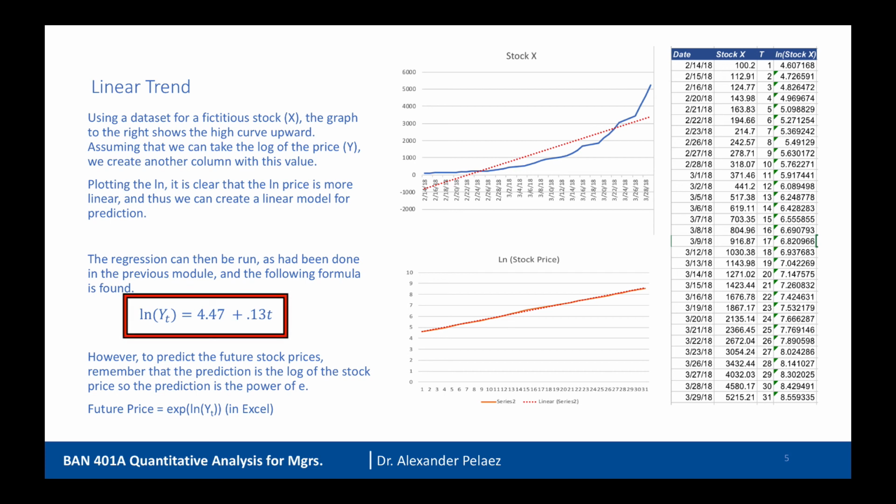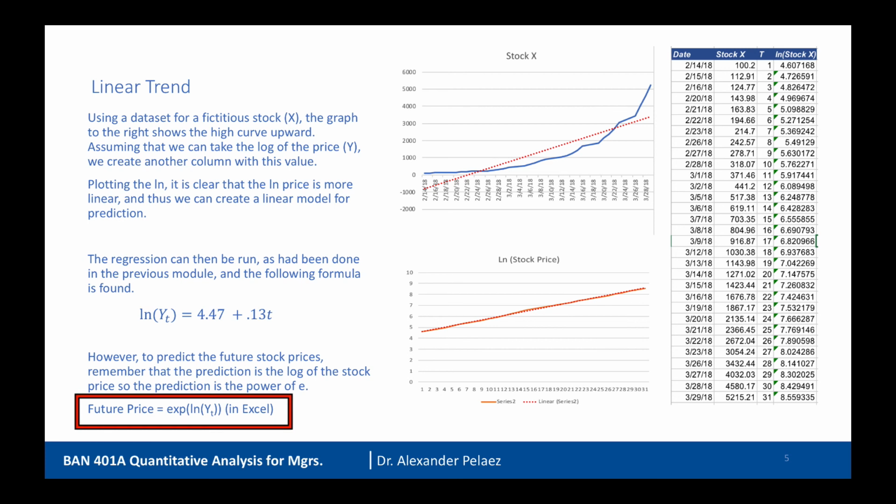So if you want to predict future stock prices, remember that the prediction is the log of the stock price. So whatever you get for a prediction, it's actually the power of e. So your future price is going to be equal to e raised to the log of yt, which is how you would write that in Excel using the exp function and the log of yt.